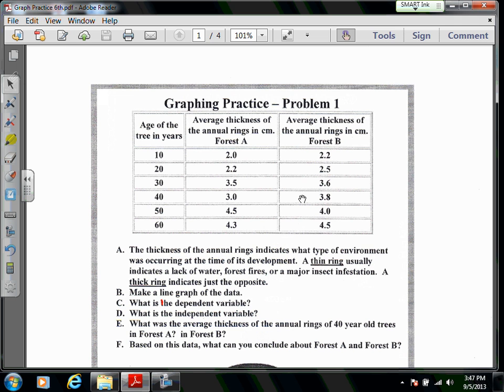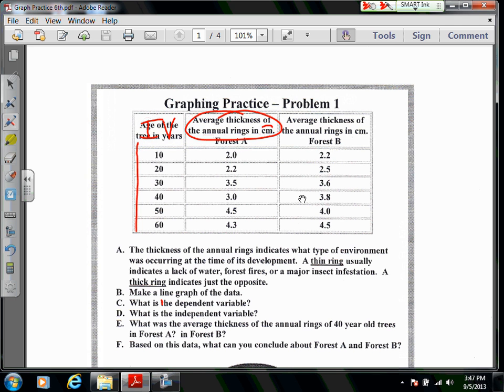So first thing that you need to know when you are making a graph is what the independent variable is. And the independent variable is what the experimenter is manipulating. The dependent variable is what they're measuring. So in this case, the independent variable is the age of the tree in years. And usually on a data table, you're going to see the independent variable in the first column on the left. The dependent variable is the average thickness of the annual rings.